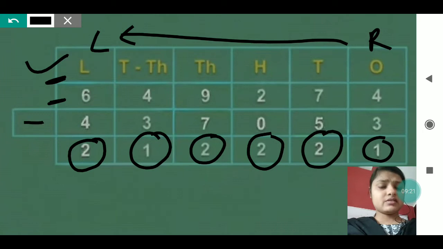The minus sign I have also given. I have arranged the numbers in a proper column, one number in one square box, and I have properly arranged it. After that I have done the subtraction from right to left. I hope this question is clear. We are going to move to the next one.